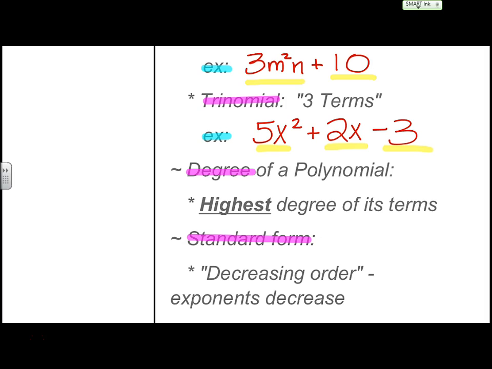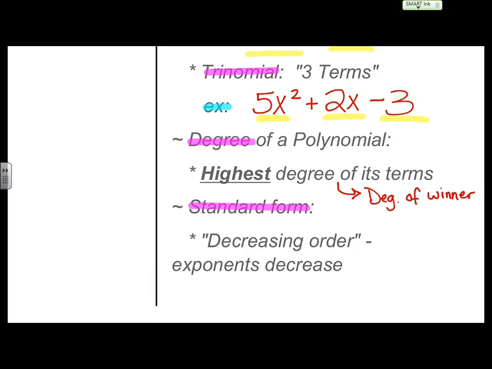The highest degree of its individual terms. We'll talk more about this one tomorrow. But the highest degree of its terms, here's what's going on, kiddos. We say the degree of the winner. What do I mean by that? If there's more than one term, then we have to take the degree of each of them, and we keep the winner's degree. We don't add them all up. We take the winner's degree.